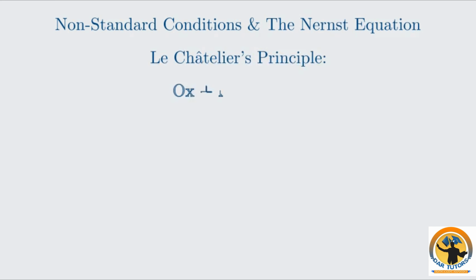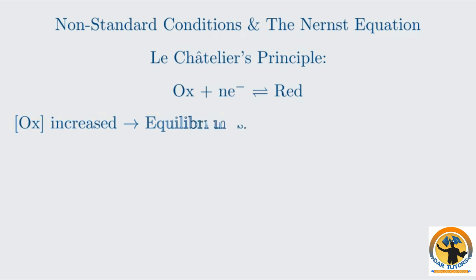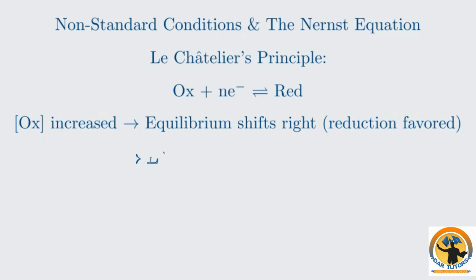Consider a generic reduction equilibrium for a species OX. If we increase the concentration of the reactant, the oxidized species OX, the equilibrium will shift to the right to relieve the stress. This shift towards reduction makes the potential of that half cell more positive. Conversely, decreasing the concentration of OX or increasing the product, Red, shifts the equilibrium left, making the potential less positive.